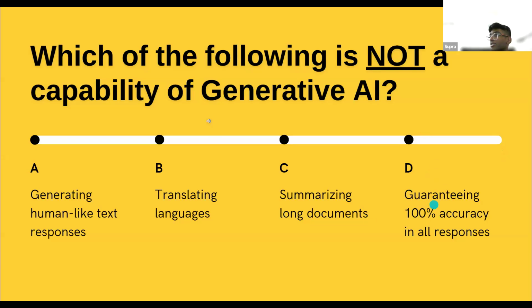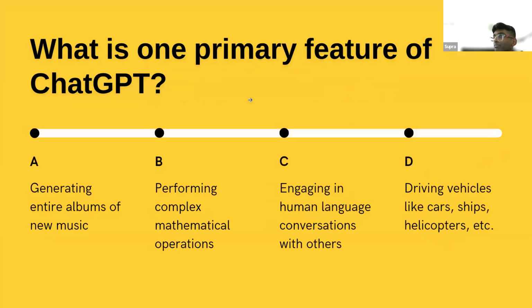So D is the correct answer since that is not a capability of generative AI. It cannot currently be 100% accurate. Maybe someday, but that's definitely not today.